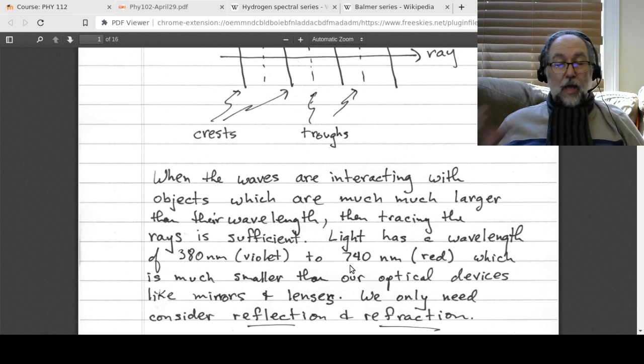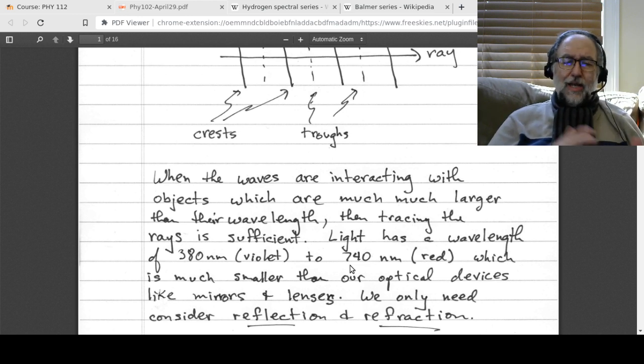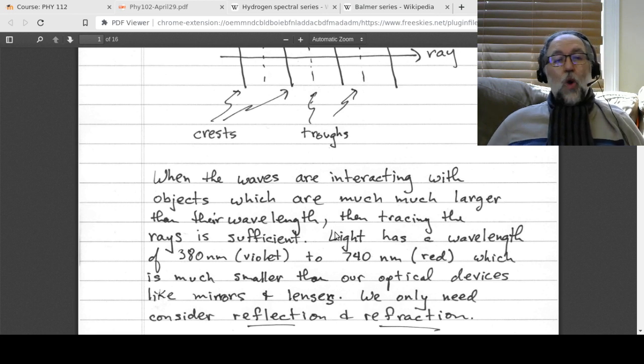That's pretty small. And so as long as your optical devices are much bigger than that, you really don't have to worry about diffraction and interference. It's not that they don't occur, it's just that they're negligibly small compared to everything else that's going on. So when we're talking about things like eyeglasses, they're several centimeters in size, so they're way bigger than the wavelength of light. And so for that reason, you don't have to worry about the diffraction and interference. All you really have to worry about is reflection and refraction.